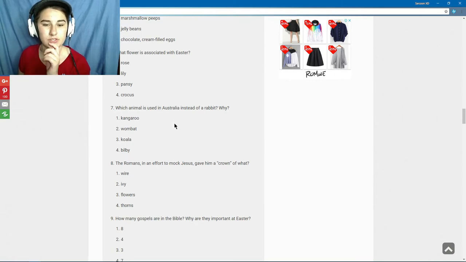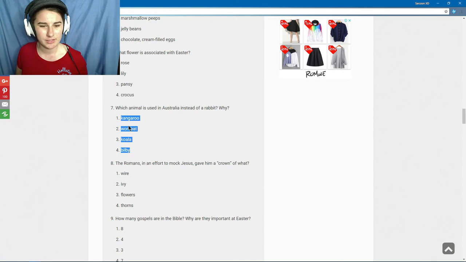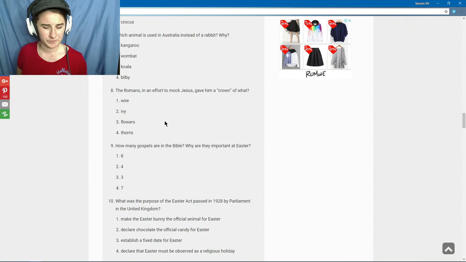Which animal is used in Australia instead of a rabbit? What? We use a rabbit! What do you mean? Okay, whoever made this website is incorrect. We don't use any of these. A kangaroo, a wombat, a koala, or a bilby. They're Australian animals. We don't use them. I guess a bilby? But that's not true. They're going to say kangaroo, probably. But it's not true. I'm going to tell you.